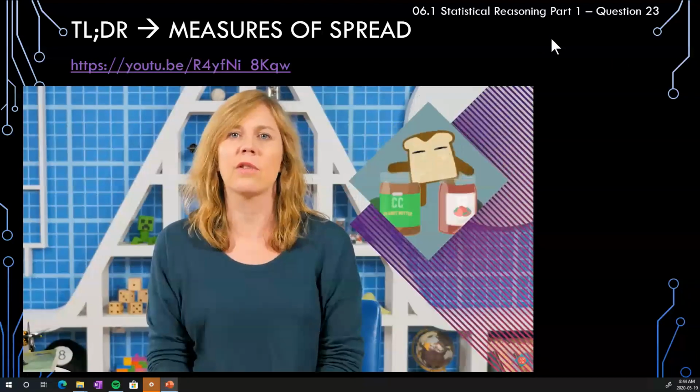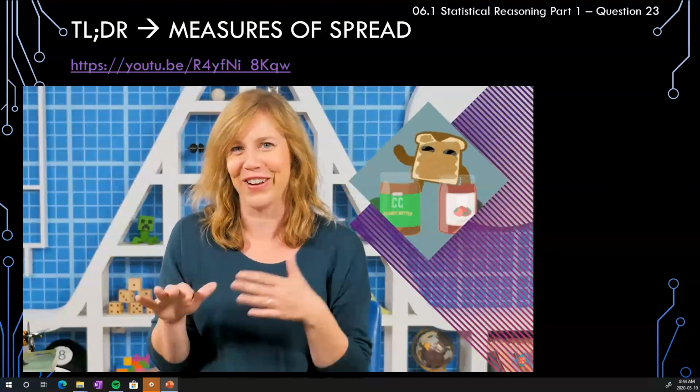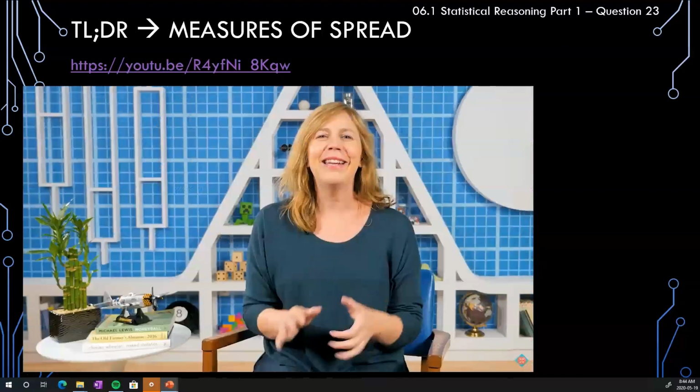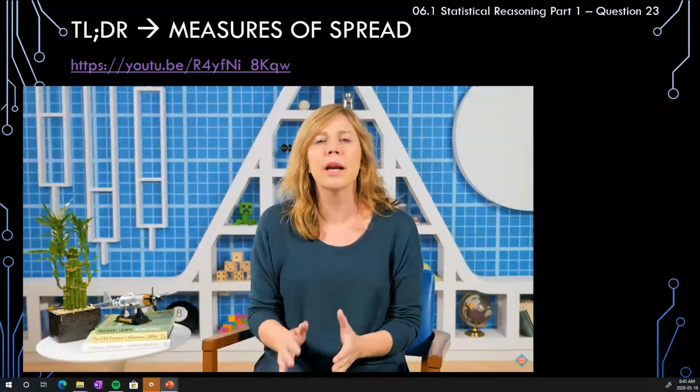Not to be confused with the gauge of the quality of my peanut butter and jelly sandwich. Measures of spread, right? Get it? Because you spread the peanut butter and jelly?